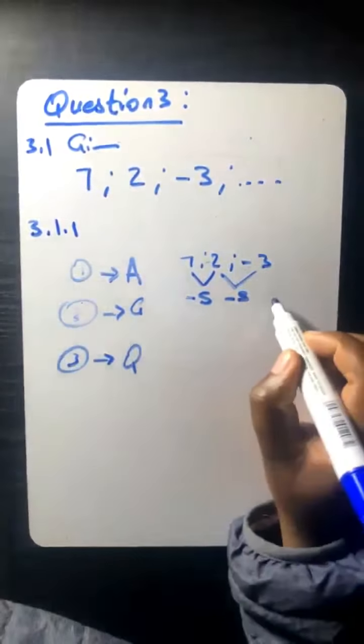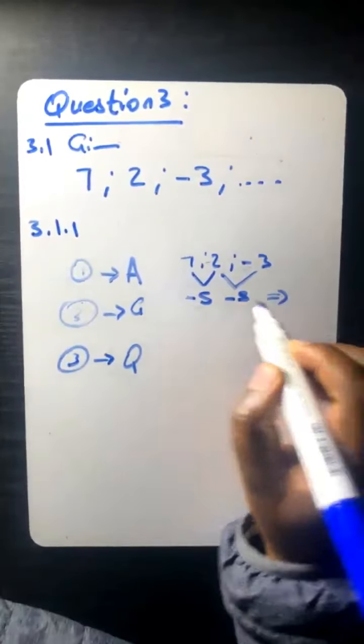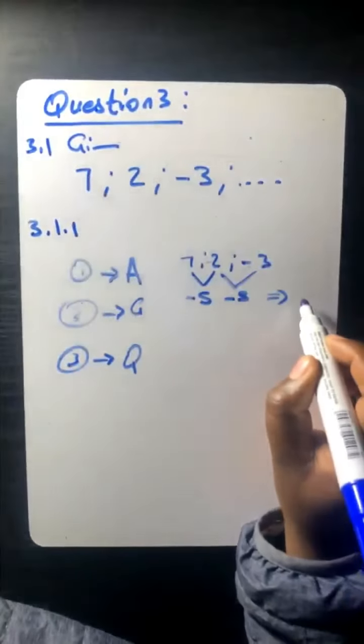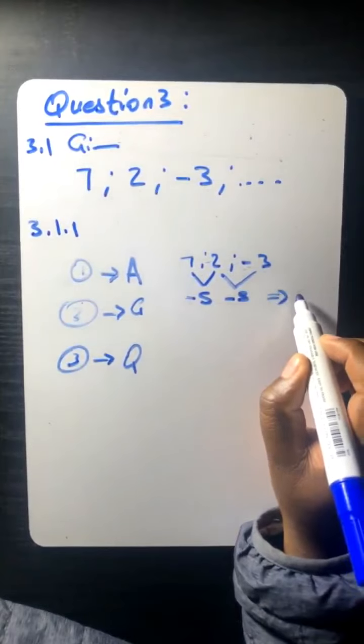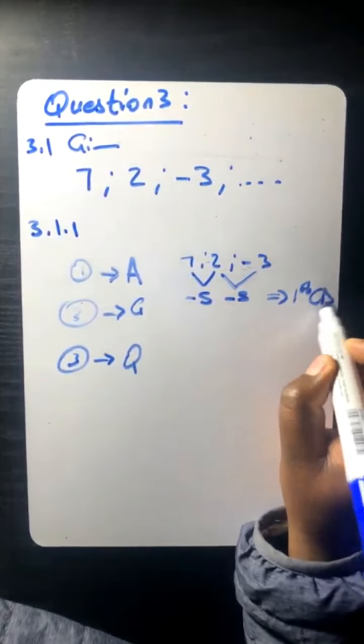So can you see it's promising that possibly this could be an arithmetic sequence because of the first common difference.